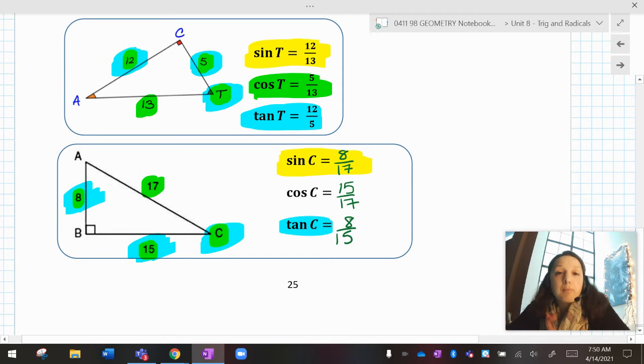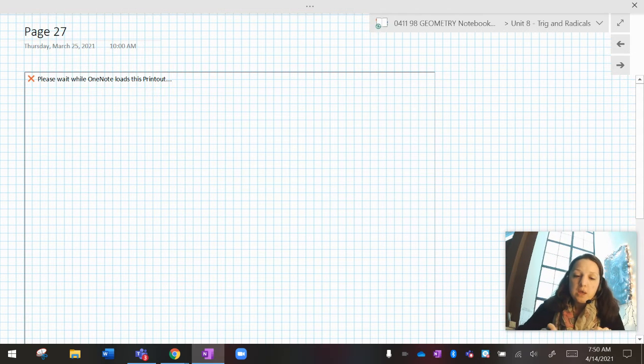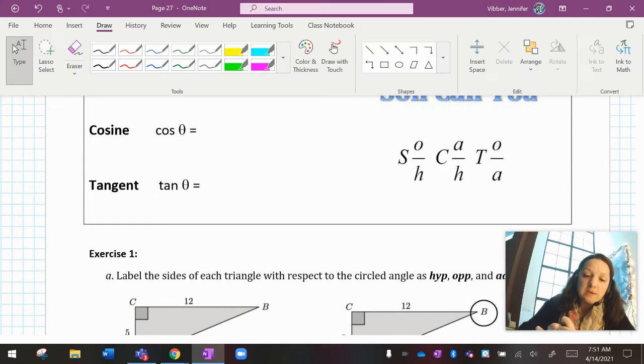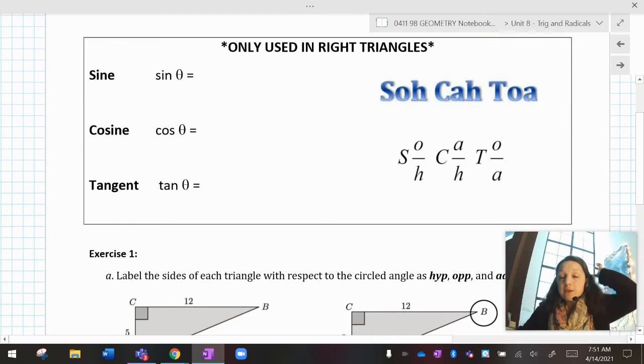This page was all about patterns, about figuring out that we look from the angle and then use numbers based on their position from that angle. So now we're actually going to define it. If you turn to the next page, we are going to define these as sine theta.